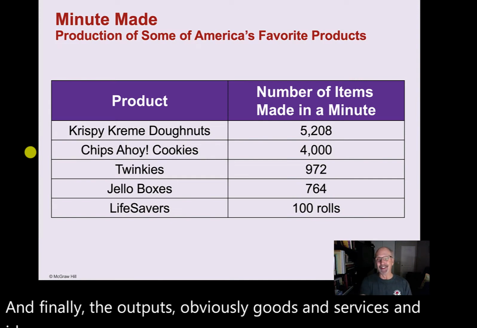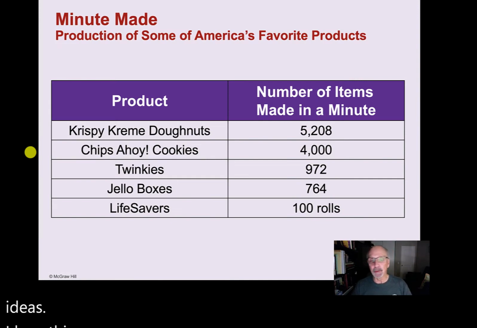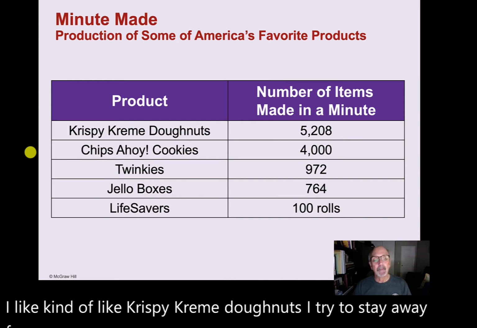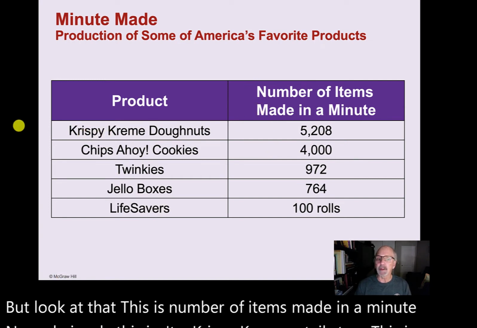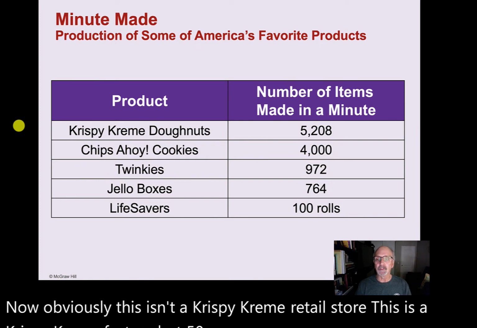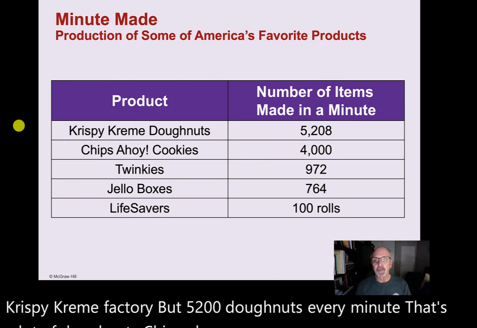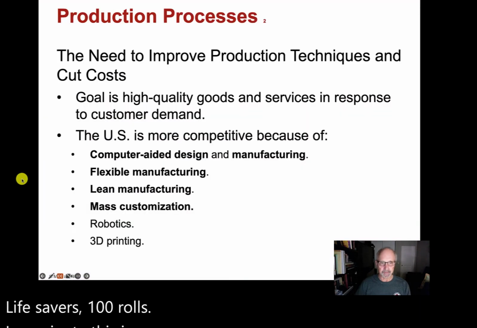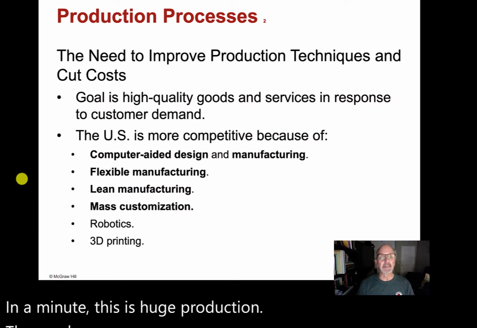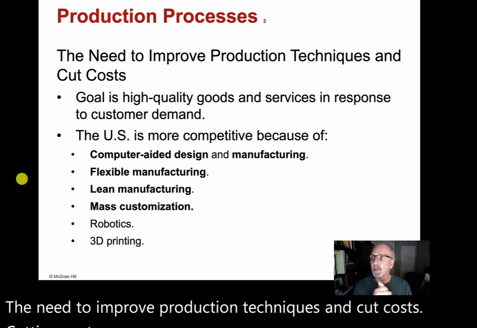I love this chart. I kind of like Krispy Kreme donuts. I try to stay away from them. But look at that. This is number of items made in a minute. Now, obviously, this isn't a Krispy Kreme retail store. This is a Krispy Kreme factory. But 5,200 donuts every minute. That's a lot of donuts. Chips Ahoy cookies, 4,000 a minute. Lifesavers, 100 rolls in a minute. This is huge production. The need to improve production techniques and cut costs. Cutting costs is usually the number one thing in a manufacturing company.